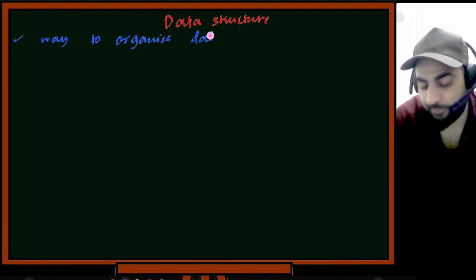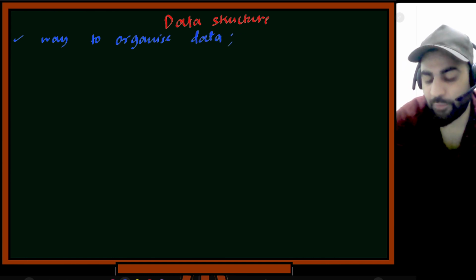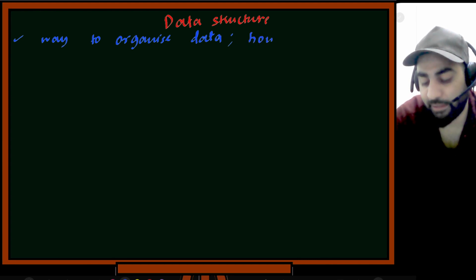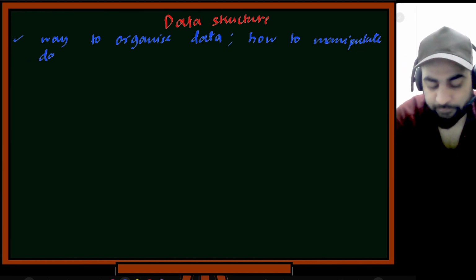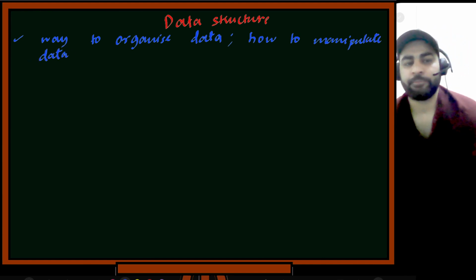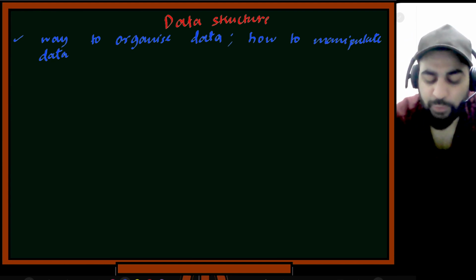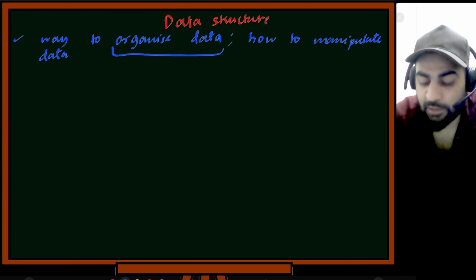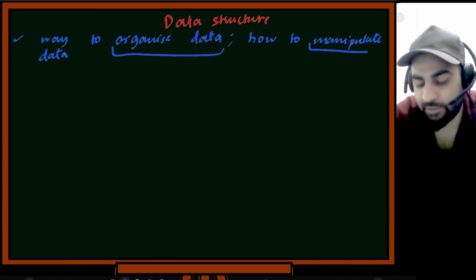organize data, and it provides us the operations on how to manipulate data. Okay. So what's the meaning of this? Why do we need the organization in data? And what manipulation will it provide?